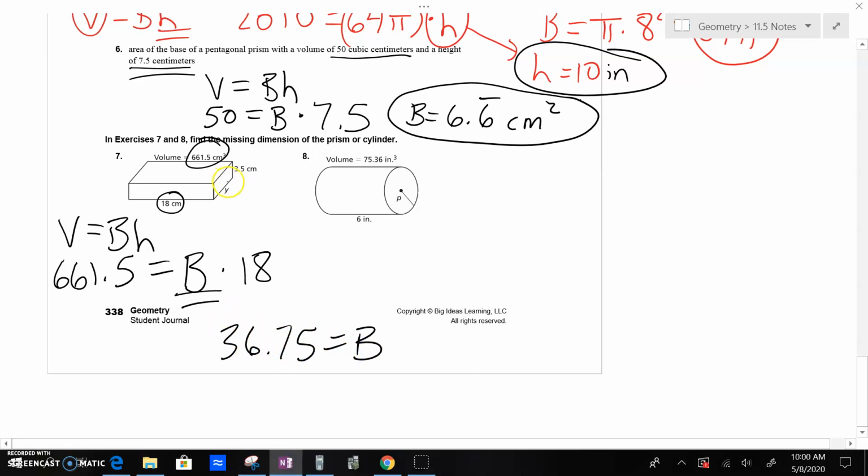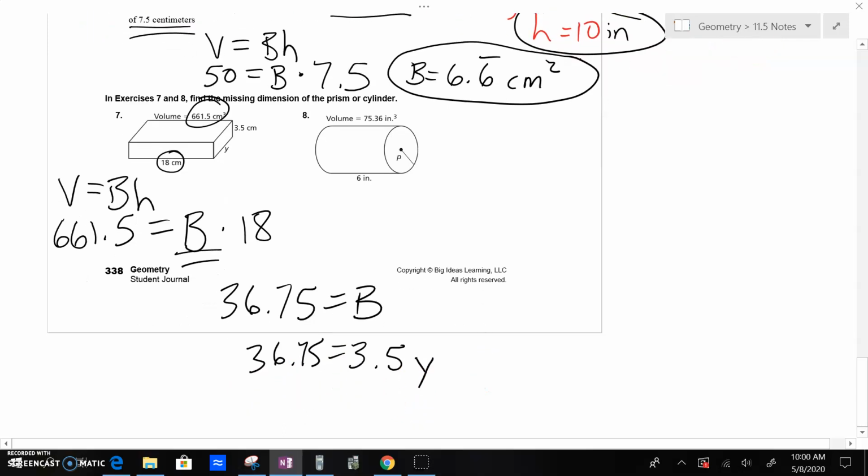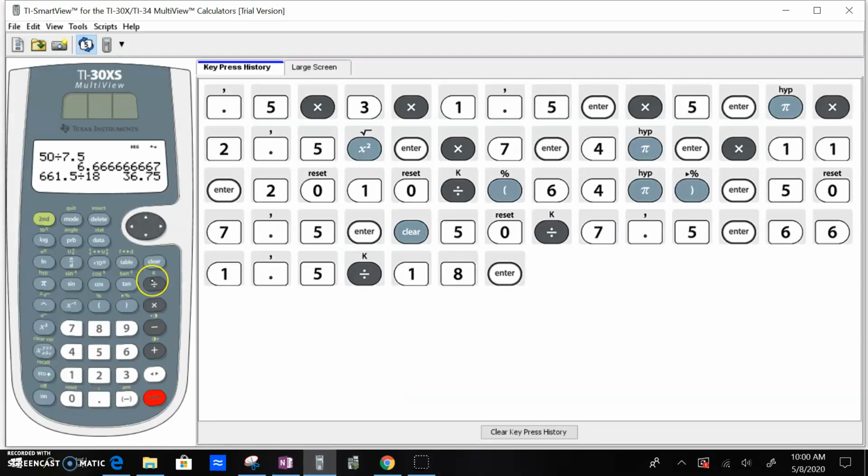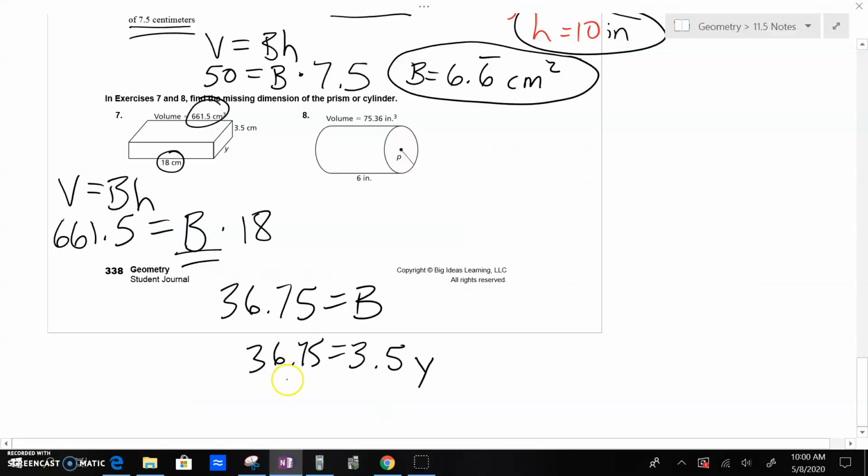Well, the area of the base is a rectangle. So to find the area of the base, I would do length 3.5 times width, so 3.5 times y, which means I'm going to then compute a separate equation, and I'm going to divide both sides of this thing by 3.5, but you already have it in the calculator. So just hit divide by 3.5 and hit enter, and then we're going to get 10.5. So our y dimension is 10.5, and in this case that's centimeters.